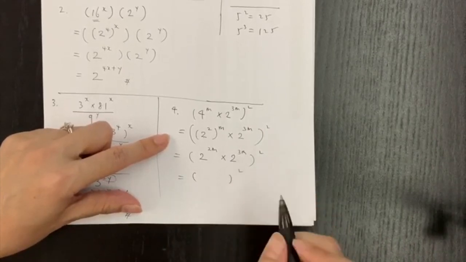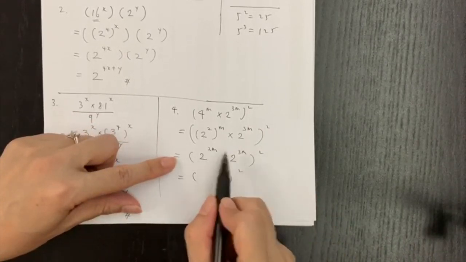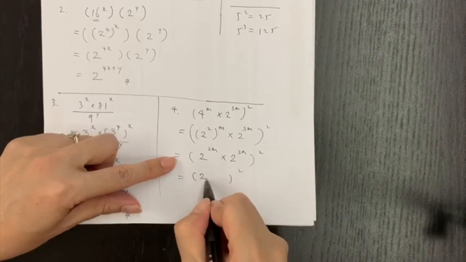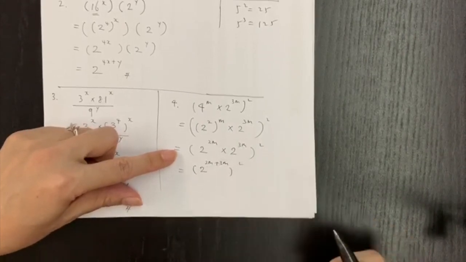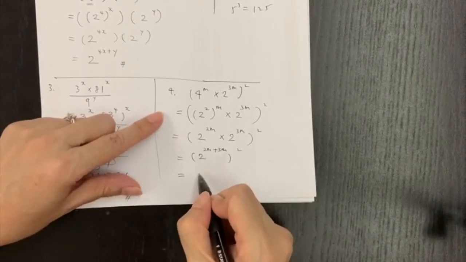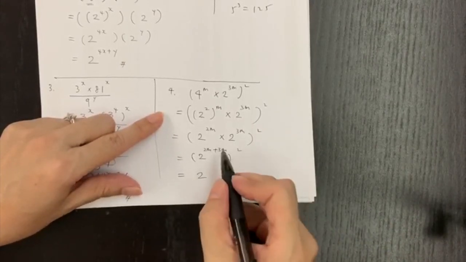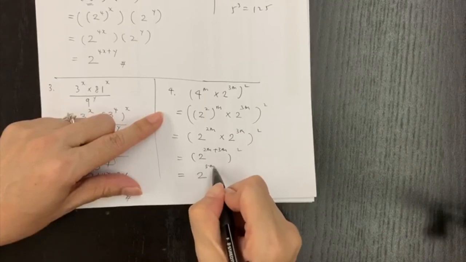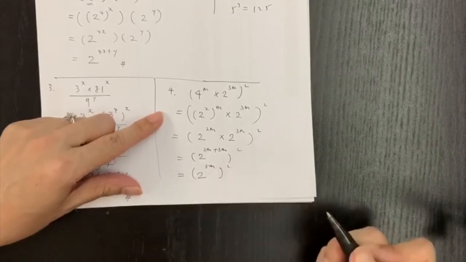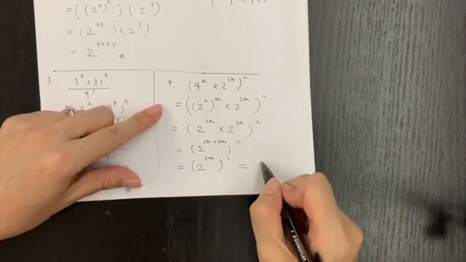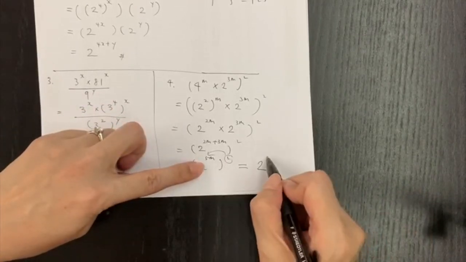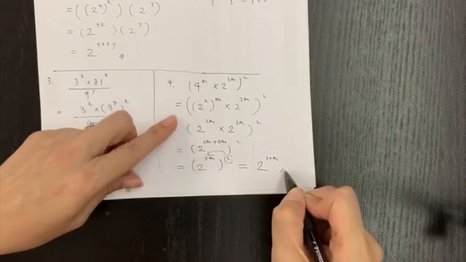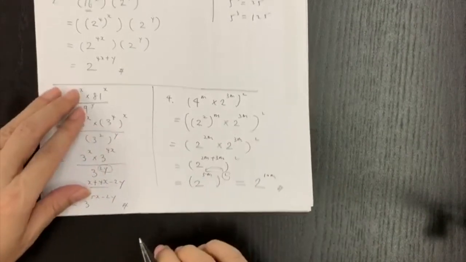Okay, so what's inside the bracket? This is 2m and 3m, times, so which index? That would be 2m plus 3m. So the answer is 2m plus 3m, I have 5m, and then all squared. Therefore, my final answer will be 2 to the power, here times 2, so that is 10m is my final answer.